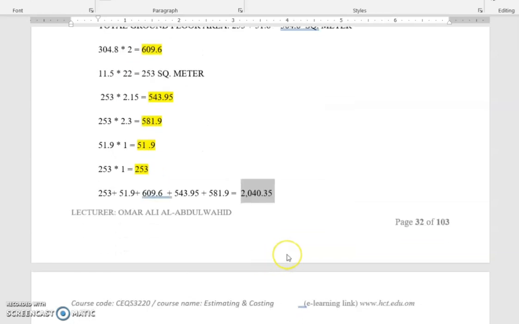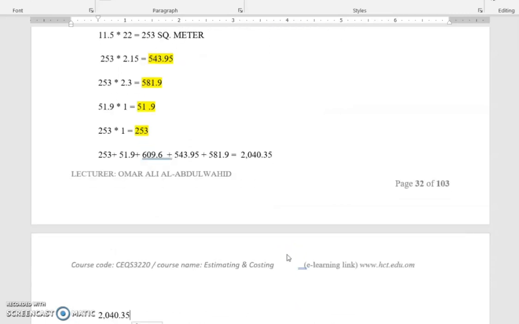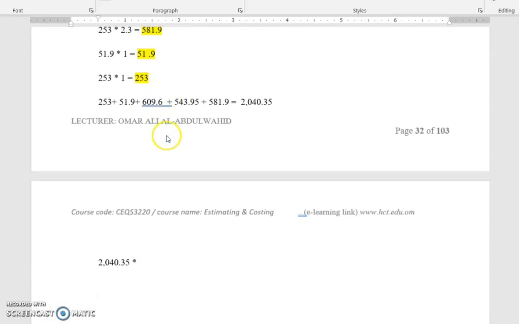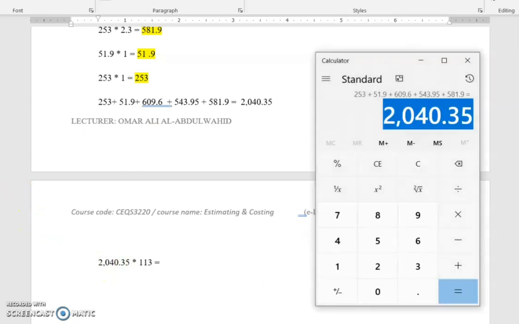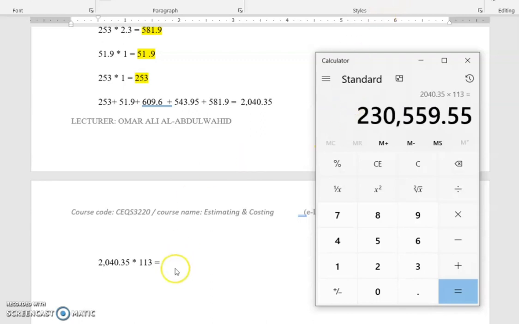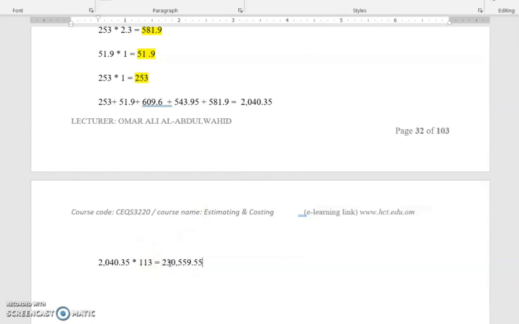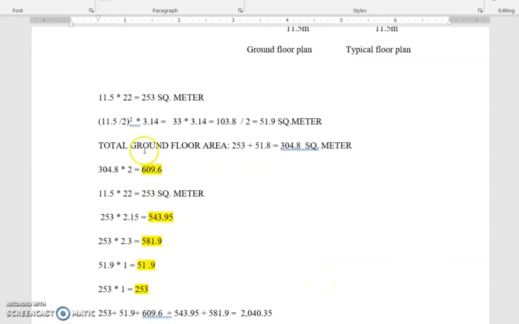Then we take this one and multiply it by the rate. This is the approximate cost for the building.